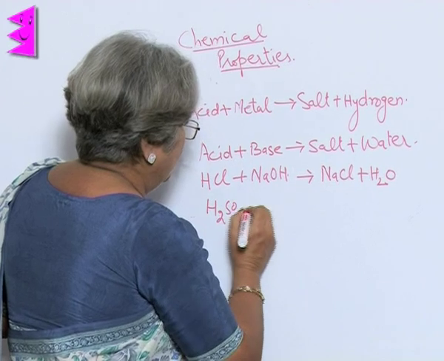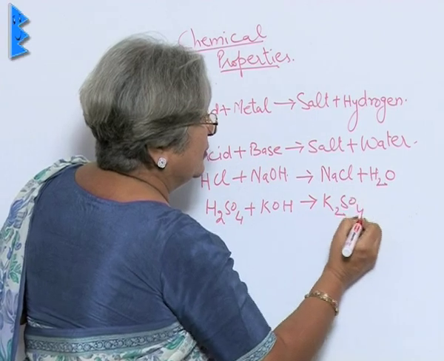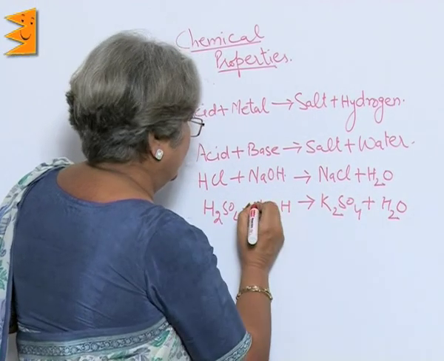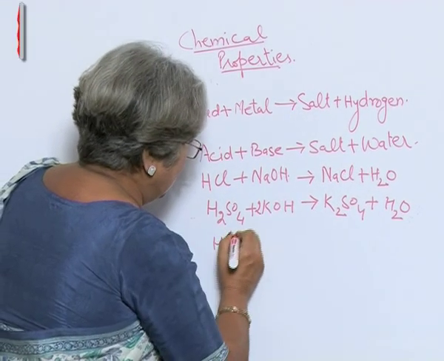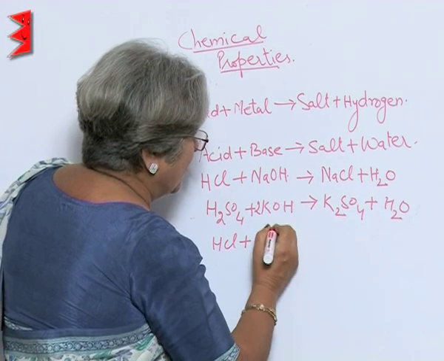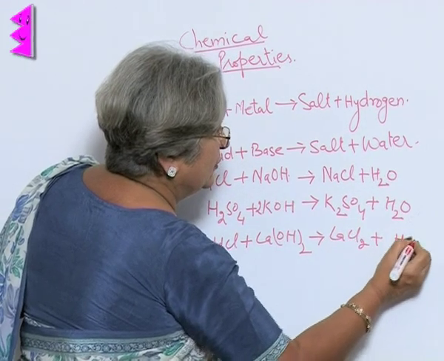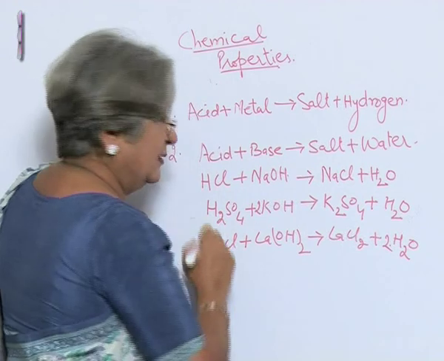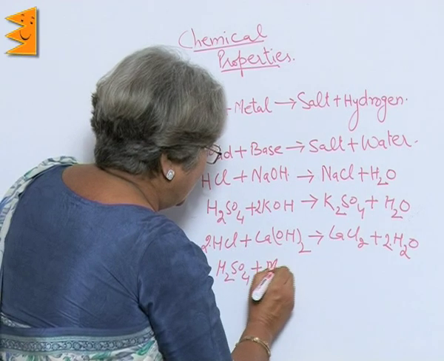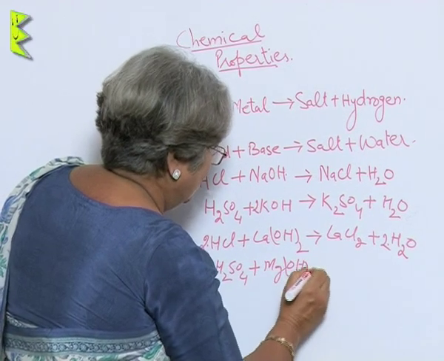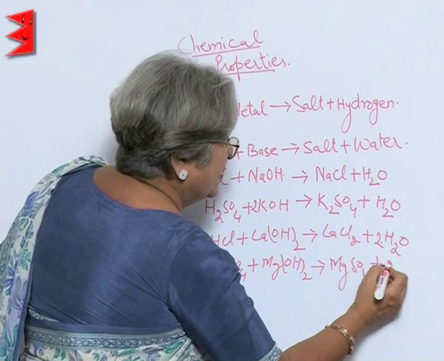H2SO4 plus KOH gives K2SO4 plus water. Let us do more equations. HCl plus Ca(OH)2 gives us CaCl2 plus H2O. H2SO4 plus Mg(OH)2 gives us MgSO4 plus 2H2O.